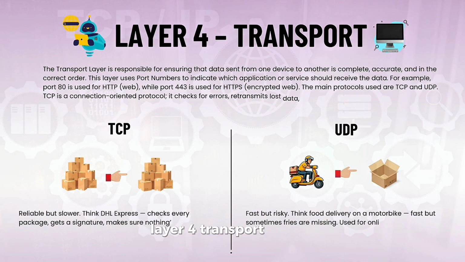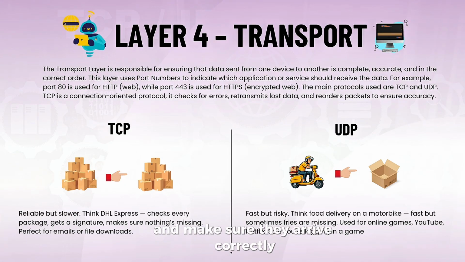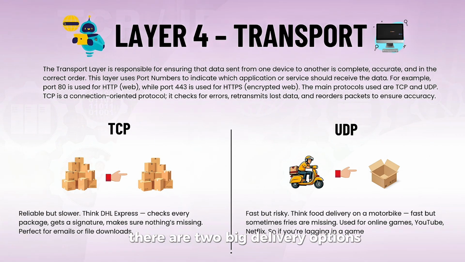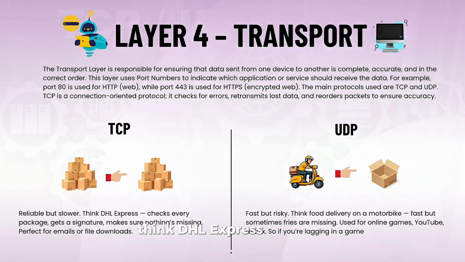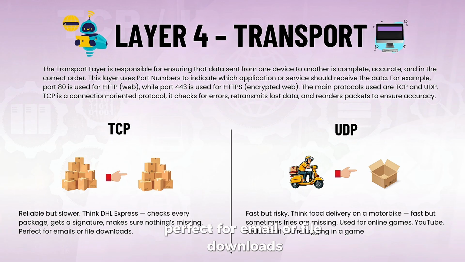Layer 4, Transport. This is the delivery manager. It breaks big messages into chunks and makes sure they arrive correctly. There are two big delivery options. TCP: reliable but slower. Think DHL Express, check every packet, get a signature, make sure nothing is missing. Perfect for email or file downloads.